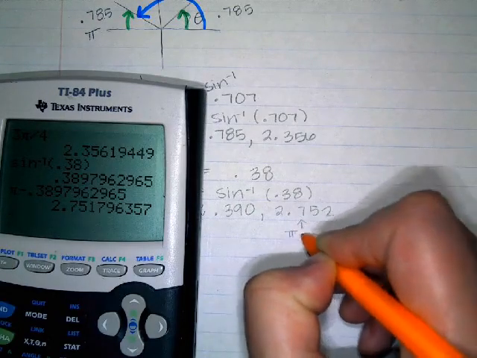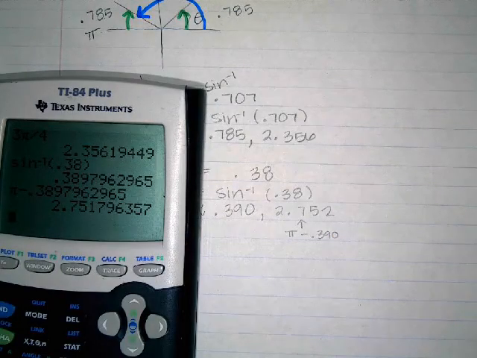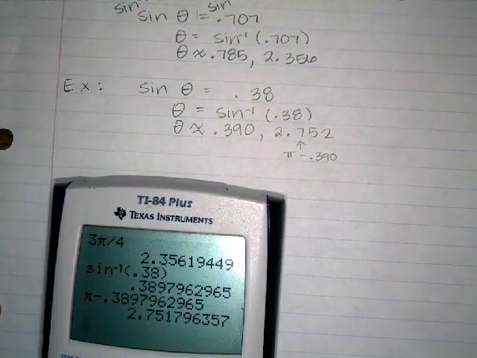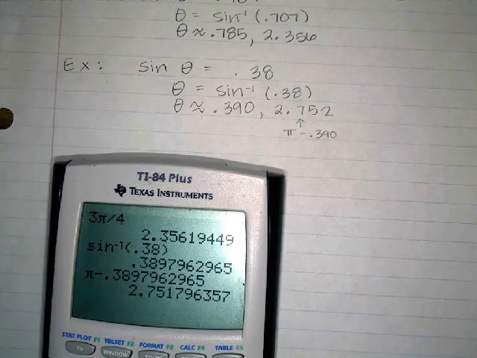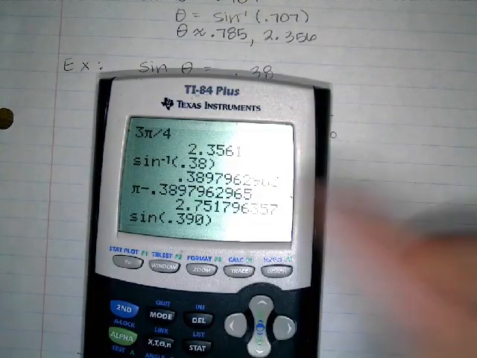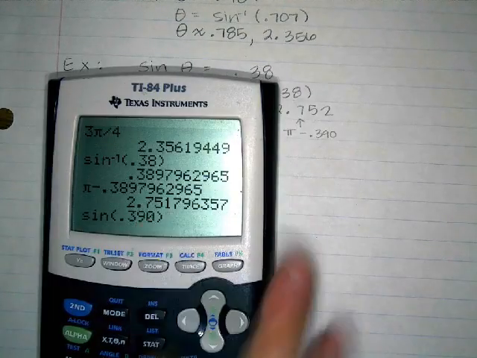Two answers. Okay. How do your brains feel about that? Good? That makes sense? Okay. Now, if I want to check those answers and make sure that they are right, I can just type this in. Of course, this is going to have some rounding errors because I took something that was a really long decimal and I cut it off after three decimal places. But if I do sine of 0.390, I should get approximately 0.38. And I do, I get approximately 0.38.